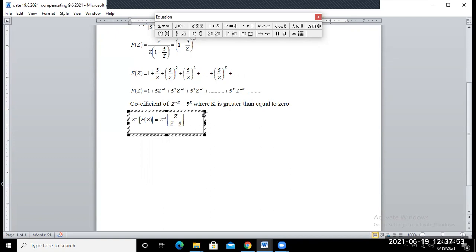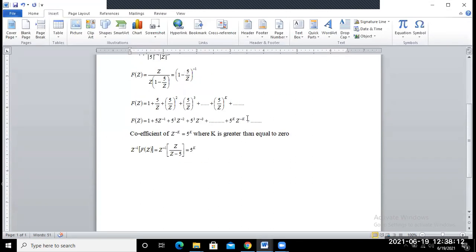Okay, 5 to the power k, where k is greater than or equal to 0.